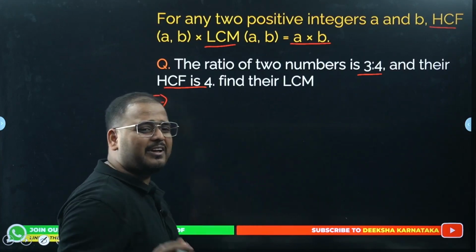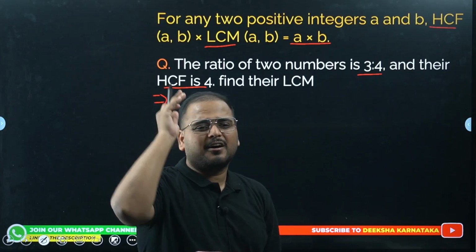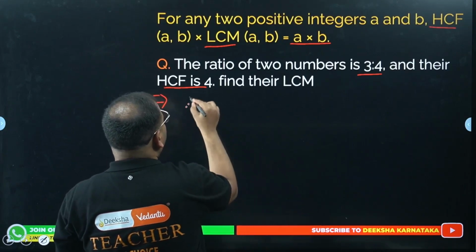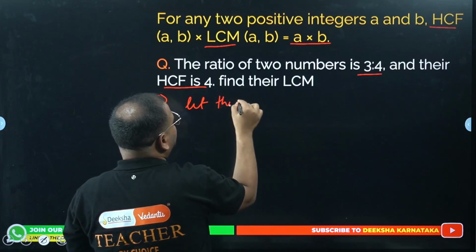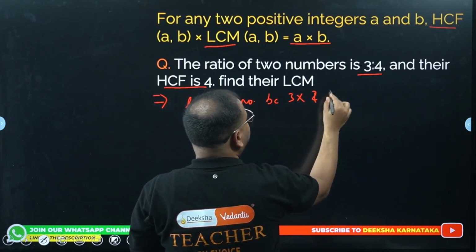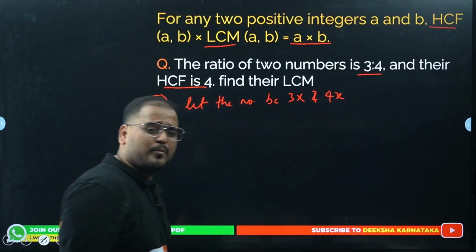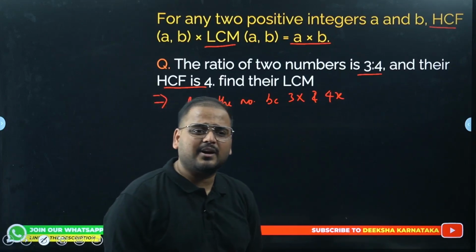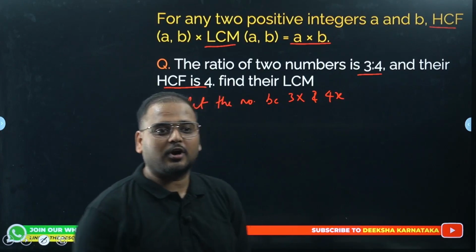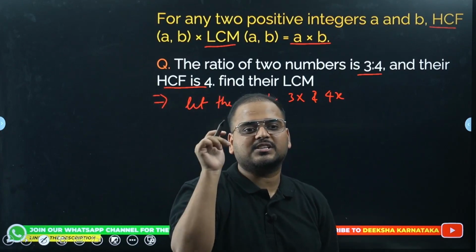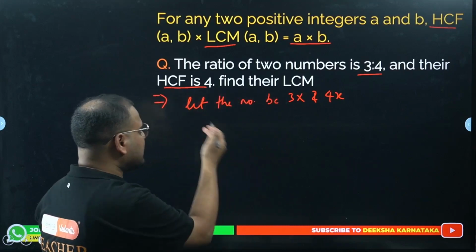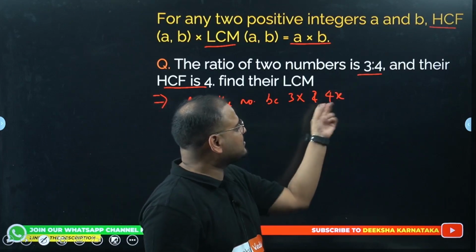Whenever a ratio is given, we can take a common multiple as x, right? So we can write, let the numbers be 3x and 4x. We have done this so many times, in lines and angles. The ratio of the angles was given. Remember? In triangles, the three angles were 2x, 3x, 4x, and we took the sum equal to 180 degrees. Same thing, the ratio as 3x, 4x.